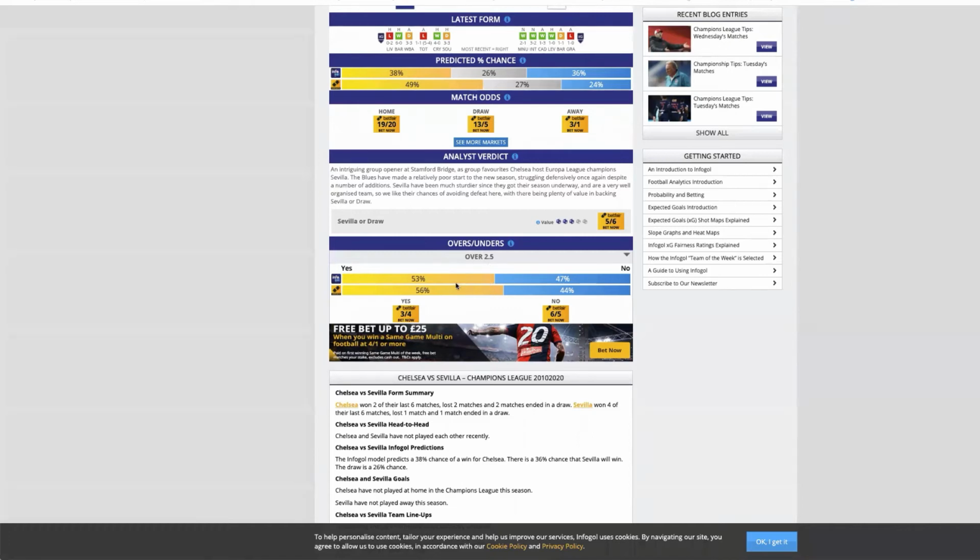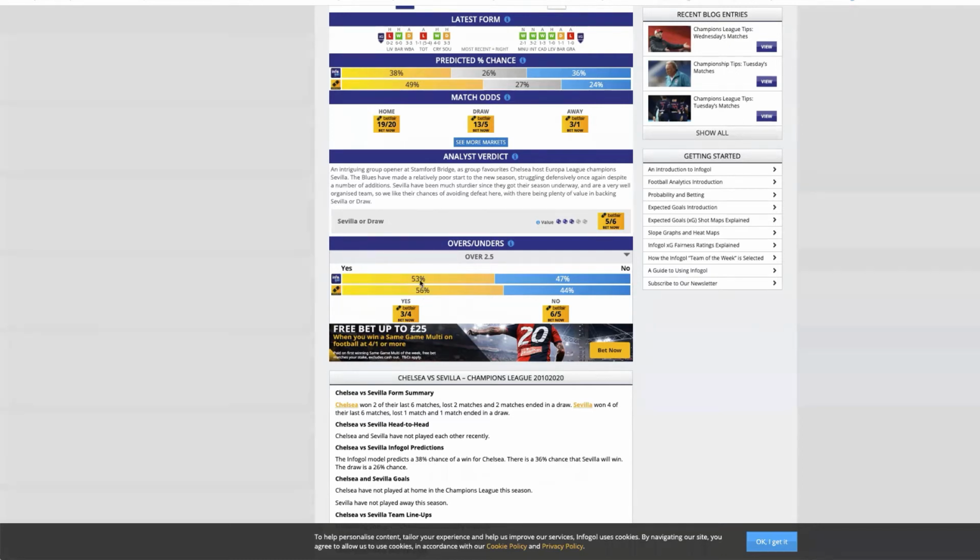The under is 53% and Betfair's is 56%, so that's fairly close. And the over, they rate no, so that's the under, it's 47. What they're saying is it's a little bit short. To be value on the over, you would have to look at this being less than 53%.